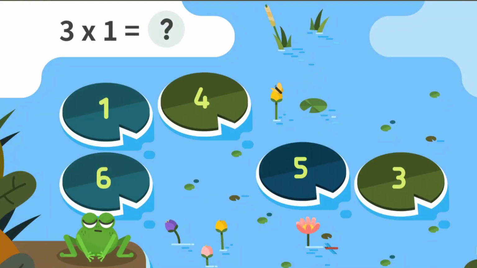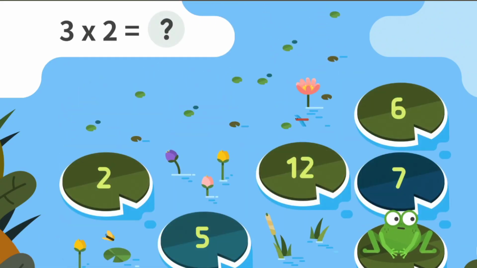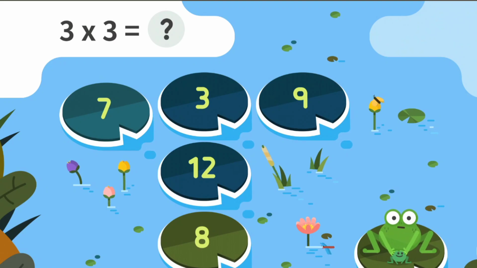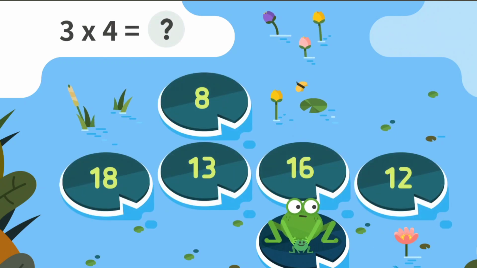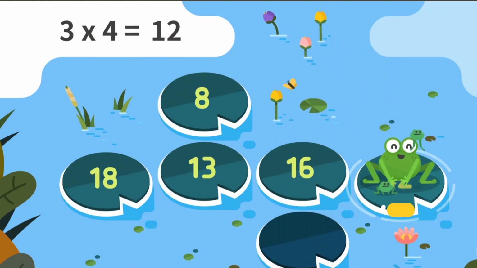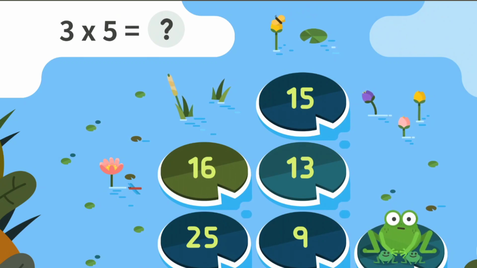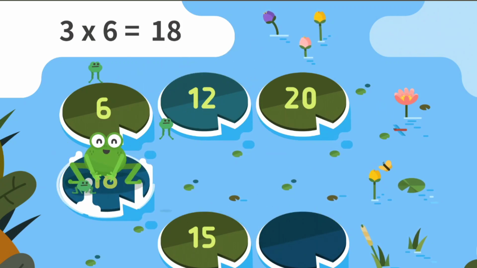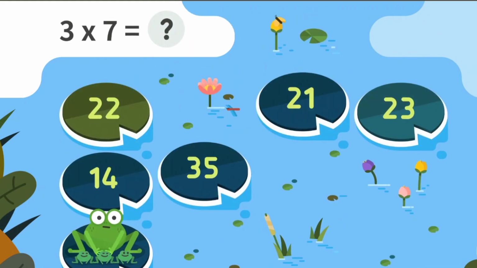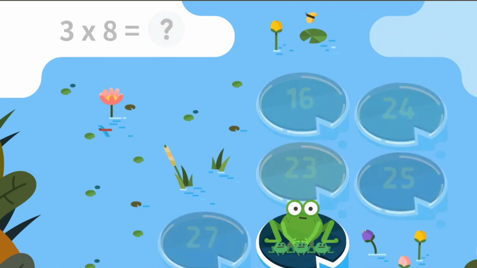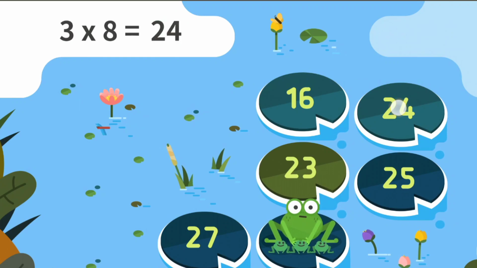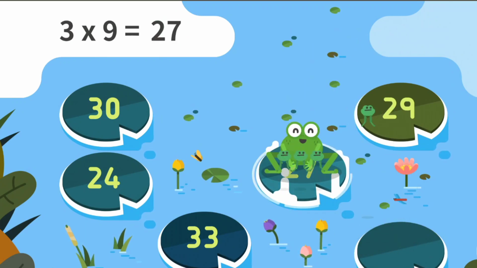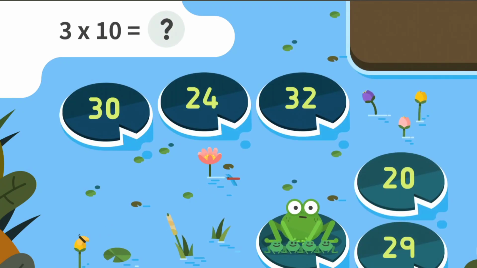3 times 1 is 3. 3 times 2 is 6. 3 times 3 is 9. 3 times 4 is 12. 3 times 5 is 15. 3 times 6 is 18. 3 times 7 is 21. 3 times 8 is 24. 3 times 9 is 27. 3 times 10 is 30.